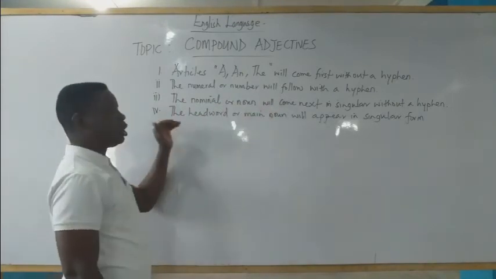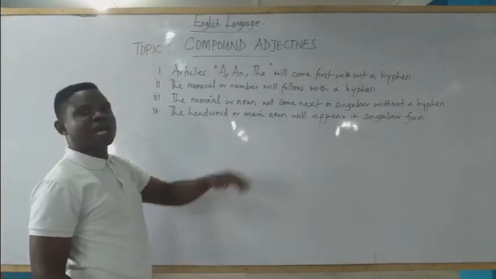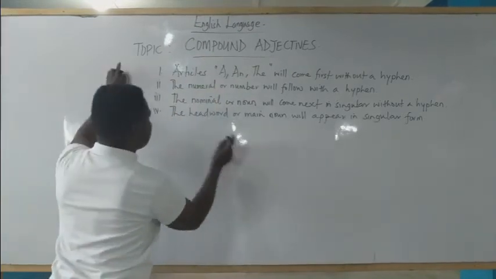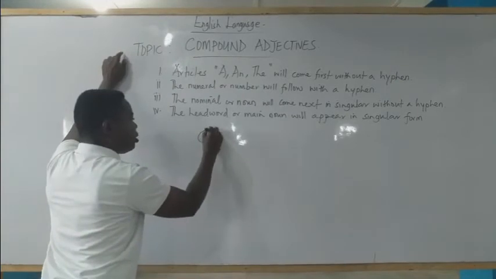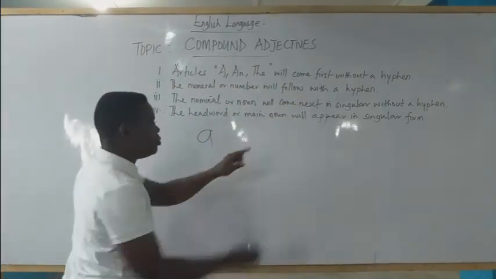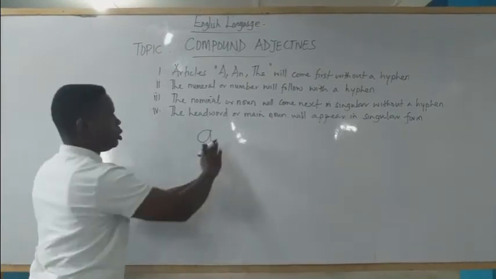A hyphen. Then lastly, the head word or main noun will appear in what? In singular form. So, this rule I'm talking about, this is the arrangement now. What's the one? Article A and D will come first, without a hyphen, meaning no hyphen. This sign will not be there.